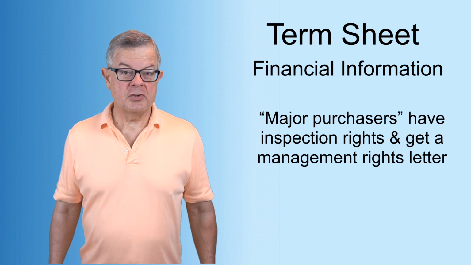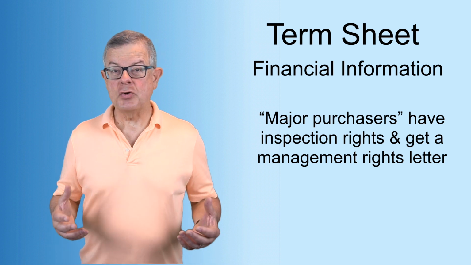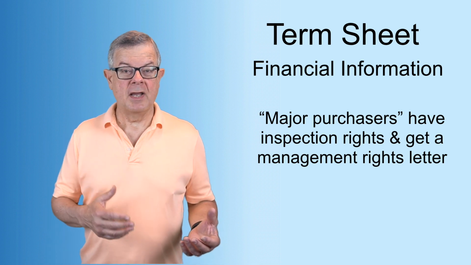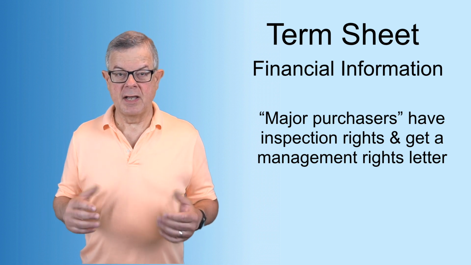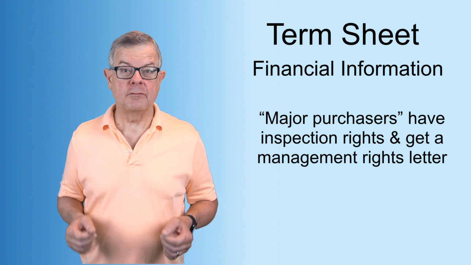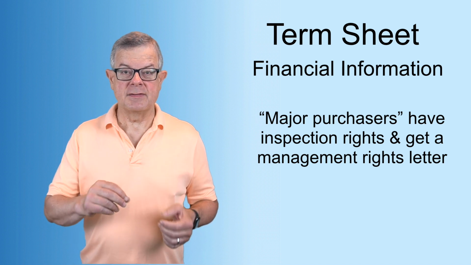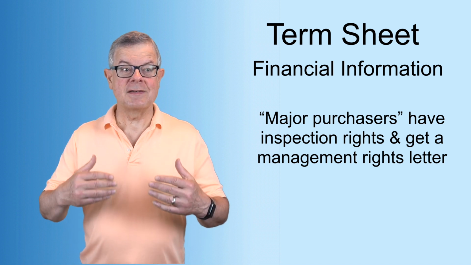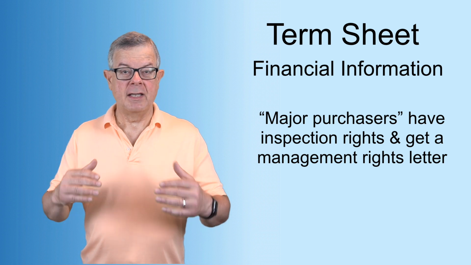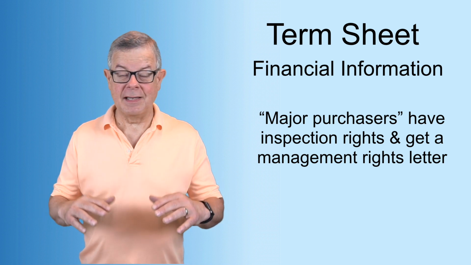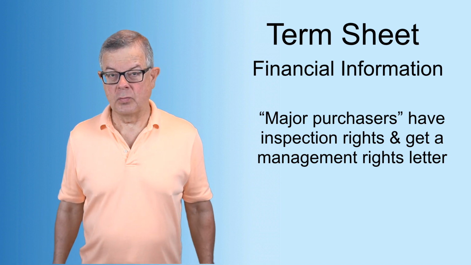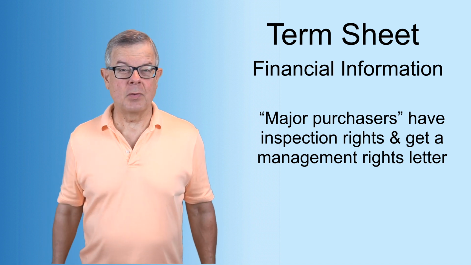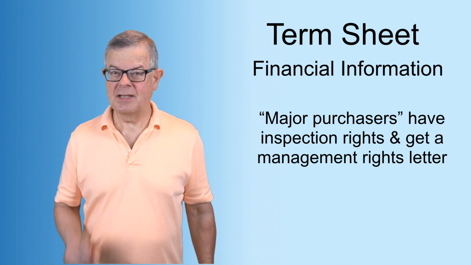The financial information term simply says that major purchasers have the right to inspect the books, and they get a management rights letter. Now, what's a major purchaser? Well, that's defined in the term sheet as an investor who invests some minimal amount. If an investor invests less than that, they don't get these inspection rights or the management rights letter. More on the management rights letter and what the heck that is, coming up in a minute.